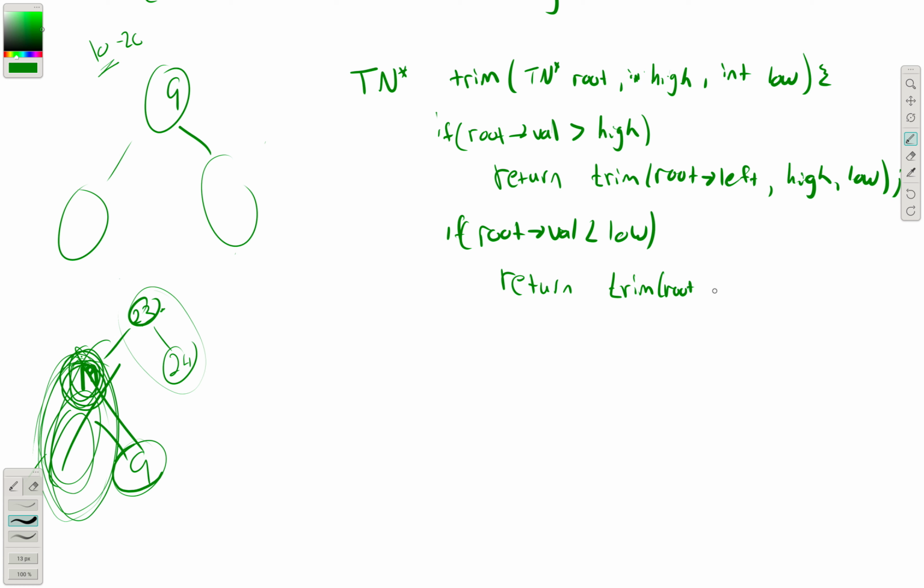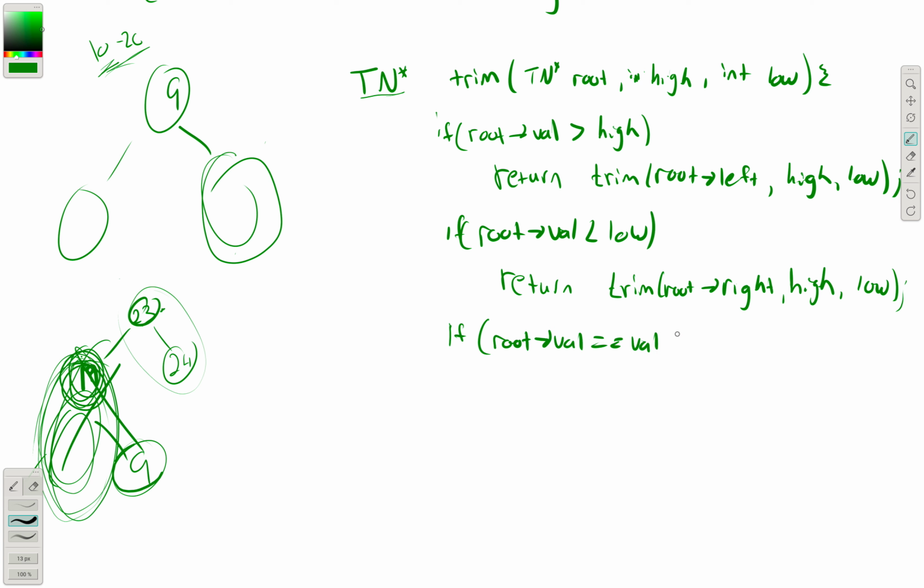root, the right side, because we know it needs to be greater than that. And then we keep passing in our high and our low. Okay? Notice how we are using our return value to our advantage. We're just returning the root of this subtree such that everything in the root is in this range.